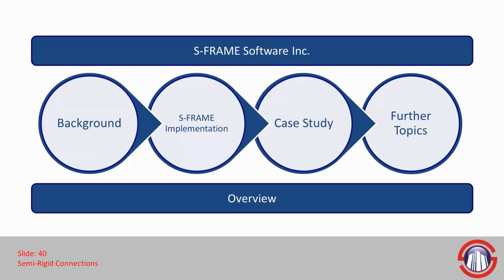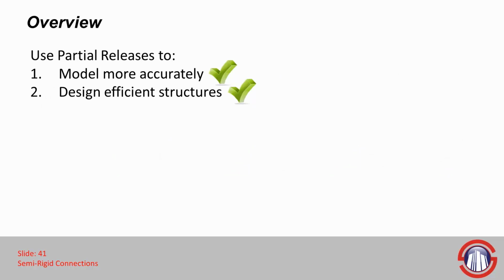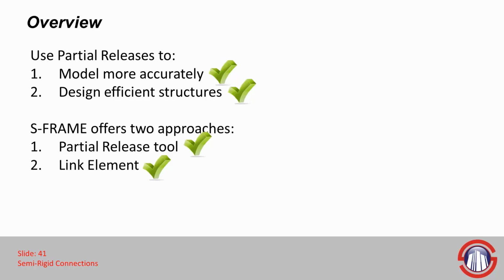So I just have a few summarizing points before I open up the floor for questions. With this, I hope you took away that in SRAM you can use partial releases to model your structure more accurately, assuming that you don't have completely pinned or completely rigid connections between your members. It allows you to design your structures more efficiently as well. And there are two different ways that you can approach this. We really just focused on number one. If you're interested in the second approach, you're more than welcome to get in touch and we'll provide some more details.